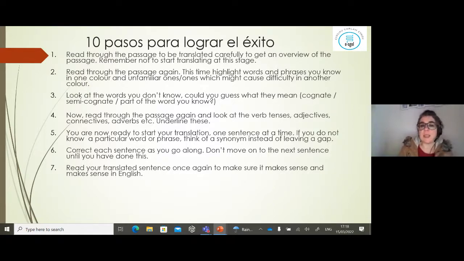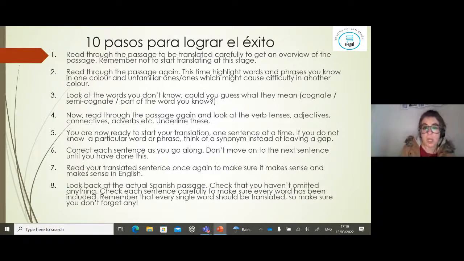Read your translated sentence once again to make sure it makes sense in English. A good rule of thumb for a good translation is that it sounds okay in English, you understand that it makes sense to you. After that, please look back at your actual Spanish passage and make sure that there are no words that have been omitted. Make sure that each sentence has been translated carefully and that you've included every single word. This is important. Every word has been included because every word should be translated. So again, make sure you don't forget any.